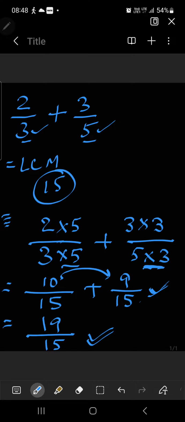So the rule is to make your denominator equal first in any simplification of fractions, whether it is an addition question or a subtraction question. In both the cases you have to first convert your denominators to an equal number, and the way of making it equal is to take the LCM of all the denominator numbers. Okay.